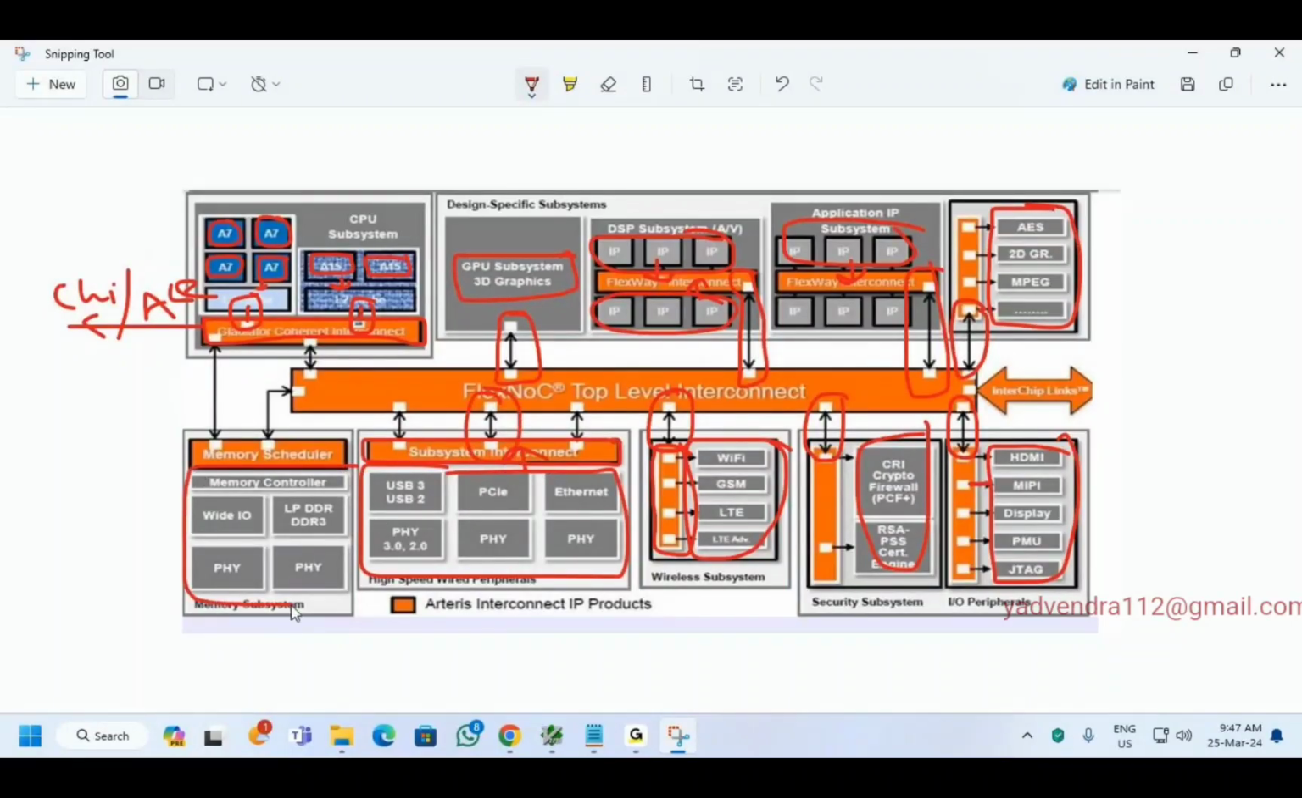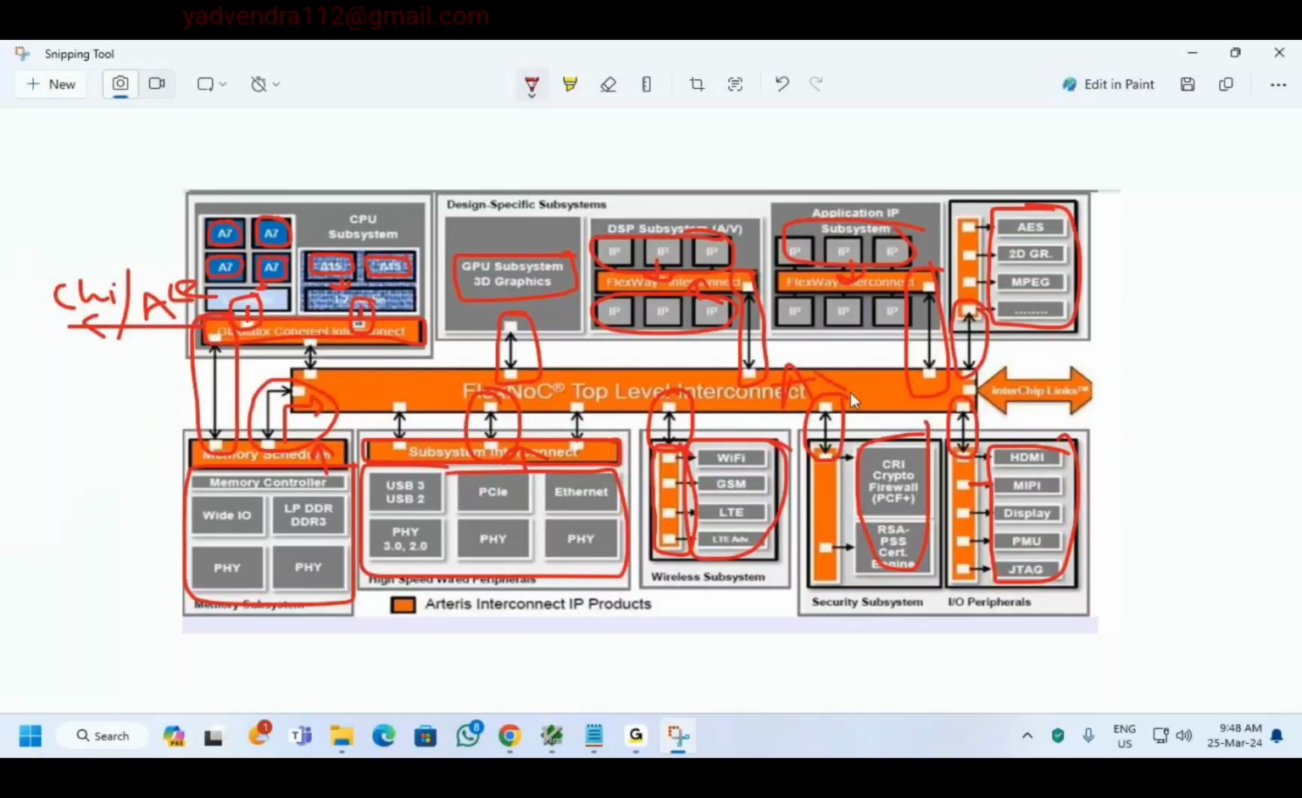This interconnect is connected to the top-level interconnect. This is the memory controller. The memory controller is connected to a subsystem, I mean one of the interconnects, and that interconnect is connected to the top-level interconnect. And for my processor, there is a direct connection between this interconnect and the memory controller. If you observe clearly, however many IPs there are, that many interconnects there are.